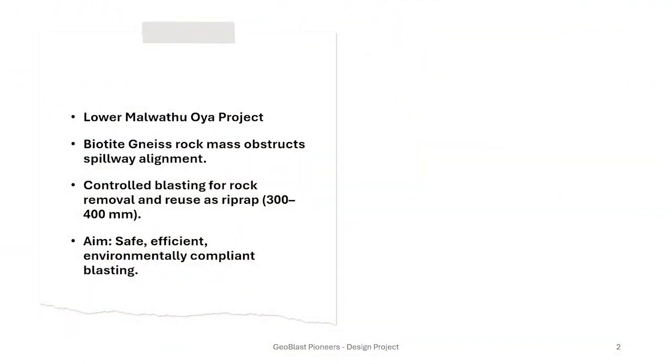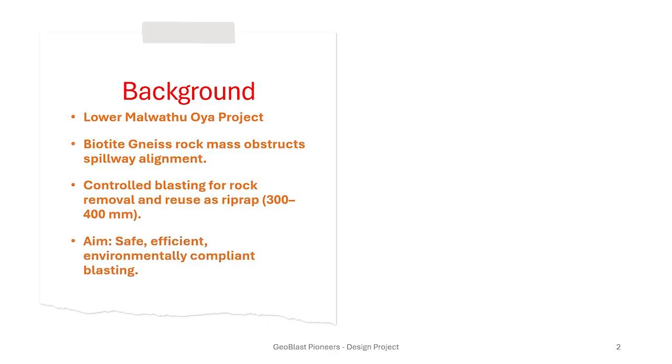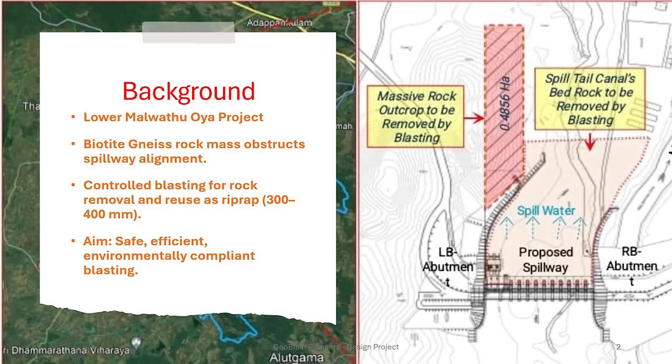The Lower Malwathu Oya project is one of Sri Lanka's major irrigation and water resource developments. During spillway construction, a large Biotite Gneiss rock mass obstructed the alignment. To remove this, we applied controlled blasting techniques while reusing the fragmented rock as riprap for the dam's upstream embankment. Our main goal was to achieve the required 300 to 400 millimeter fragment size range safely and efficiently, while minimizing environmental impacts.